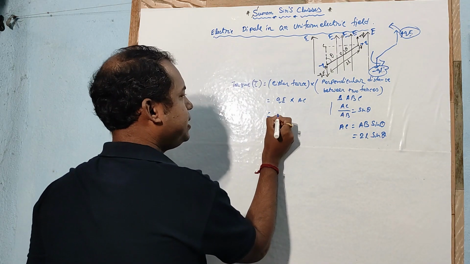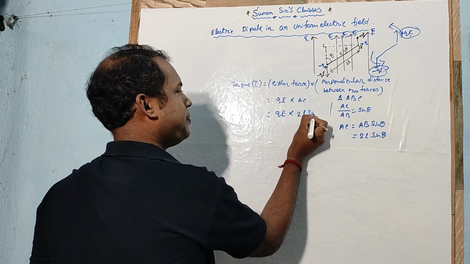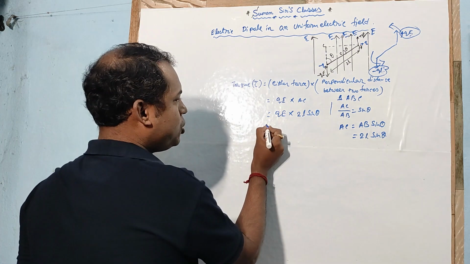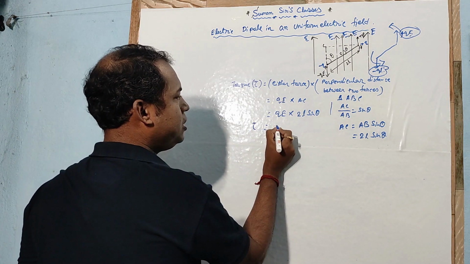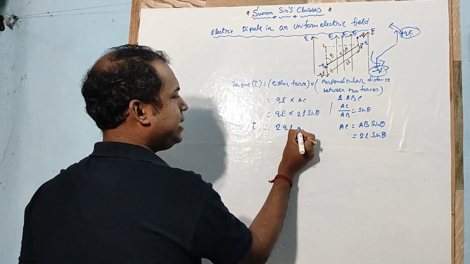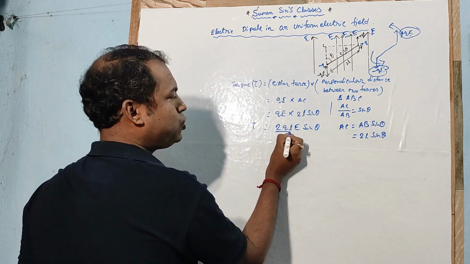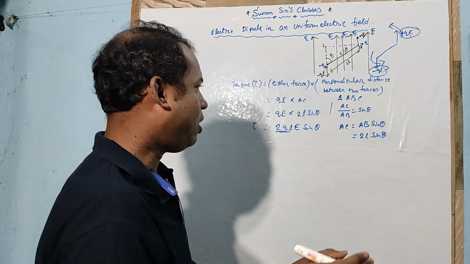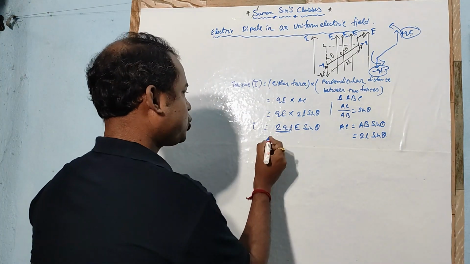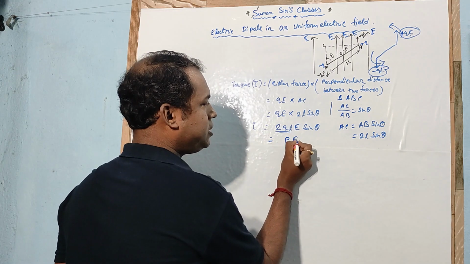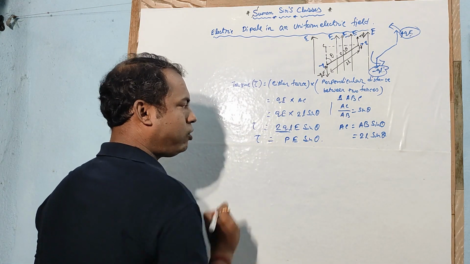So we write here QE into 2L sine theta. Okay, so we just rearrange this part. Torque tau equals 2QL into E sine theta. Now what is 2QL? 2QL is the electric dipole moment that you know. So we write here P into E into sine theta. So this is the value of the torque tau.